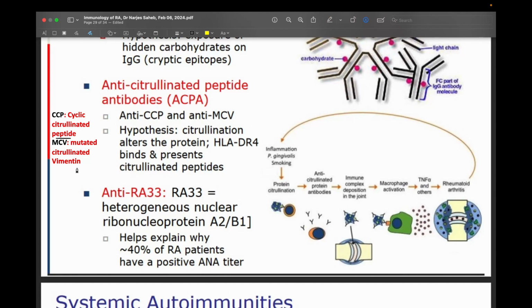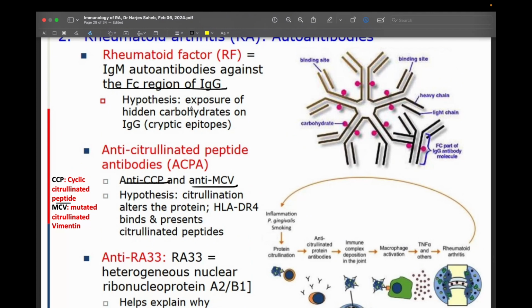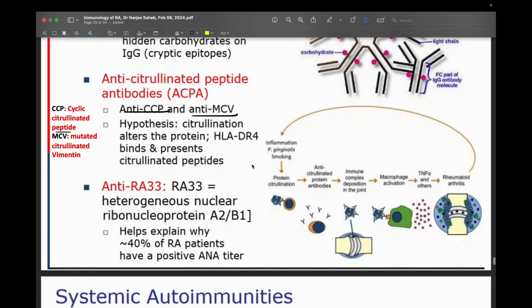فبالتالي لما نسوي blood test and we find this high and this high وراح نشوف الريماتويد factor is a hallmark diagnosis of what? Of rheumatoid arthritis. ثالثا عندنا ال ANA anti-nuclear antibodies, specifically RA33 heterogeneous nuclear ribonucleoprotein, helps explain why 40% of RA patients have a positive ANA titer. لاحظوا 40% يعني not all of them. So positive ANA does not mean autoimmune disease. We mentioned that earlier.